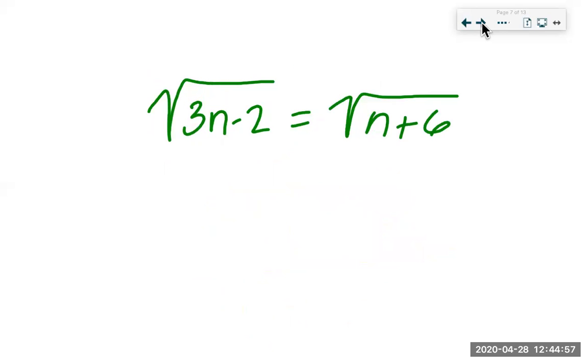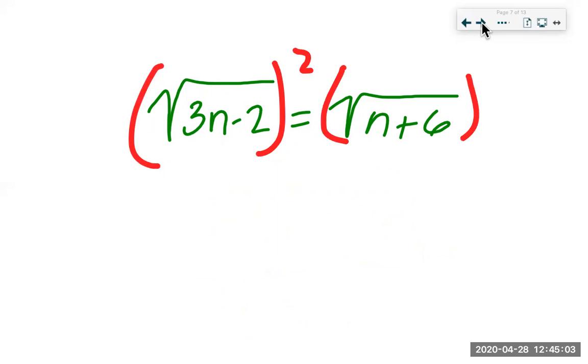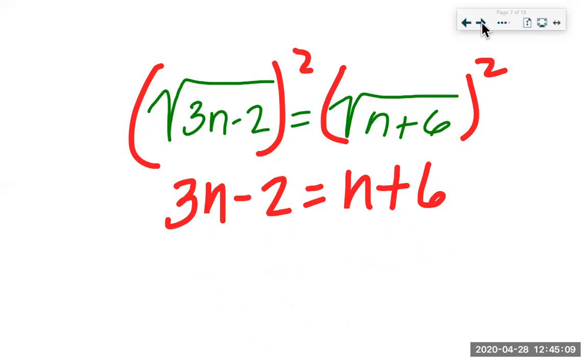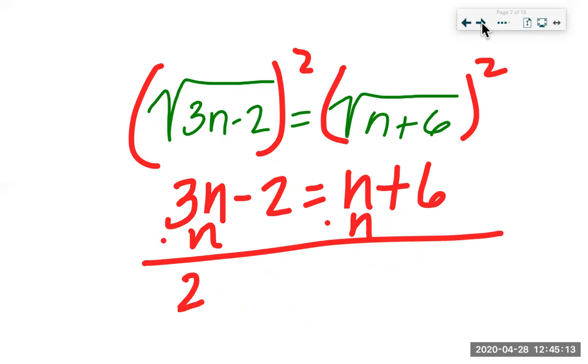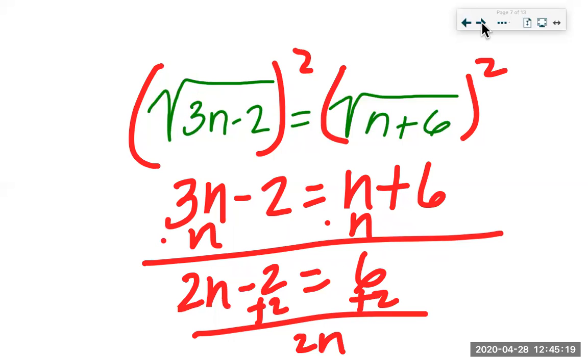All right, we could have radicals on both sides of the equation. Doesn't really change the process, right? Square both sides in order to remove the radical. So we have 3n minus 2 is equal to n plus 6. Now we can subtract an n from both sides. 2n minus 2 is equal to 6. Add 2 to both sides. 2n is equal to 8, so n is equal to 4. So let's check and see if that works.